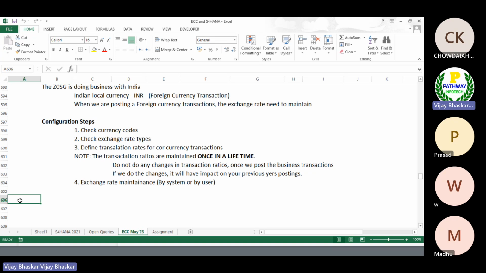You have to pay the amount in their local currency. You might have Indian rupees, but that currency will not be accepted. Some countries may accept your local currency, some countries may not. In such a situation, we have to pay the amount in their local currency. The similar way here also.